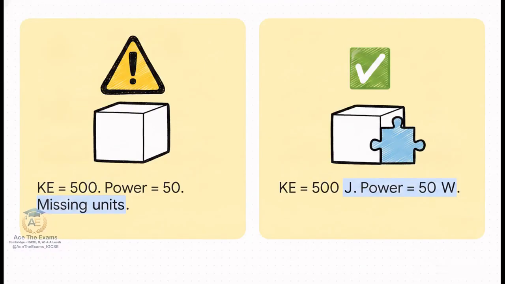So the crucial point is the complete lack of units and context. The correction is simple but absolutely critical. Kinetic energy equals 500 joules and power equals 50 watts. Leaving out joules and watts is the fastest way to instantly forfeit your final answer check. Seriously, a number without a unit in physics is entirely meaningless to an examiner.